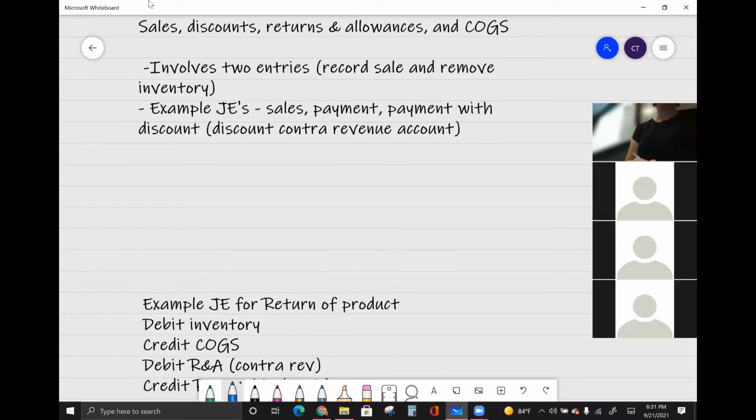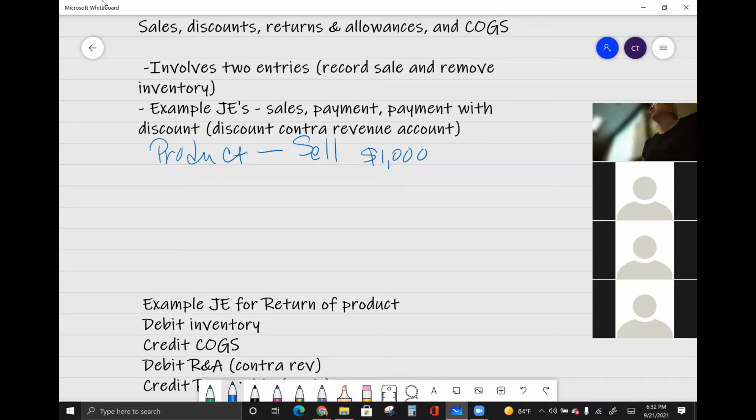Let's say we have product that we sell. Let's sell it for $1,000. And the cost of that product that we paid for is $800. So we got to figure out how we're going to record all of that. Let's say we sell to a customer on credit. They're buying on credit, which means we're not getting cash.